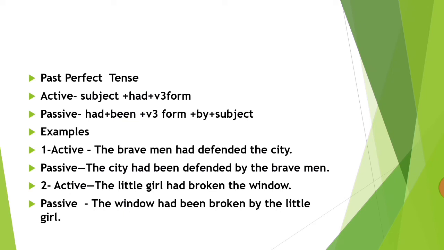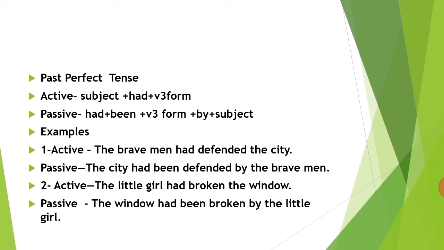The formation in the active voice will be subject plus had plus third form of the verb plus the rest of the sentence. Let me tell you that we use had as a helping verb with both subjects, whether the subject is singular or plural. The formation in the passive voice will be had plus been plus third form of the verb plus by plus subject.